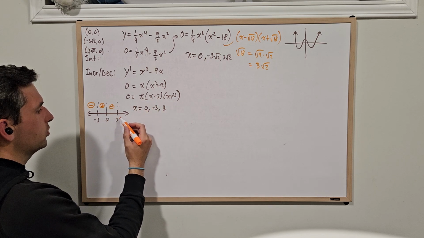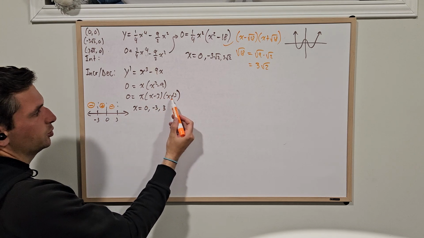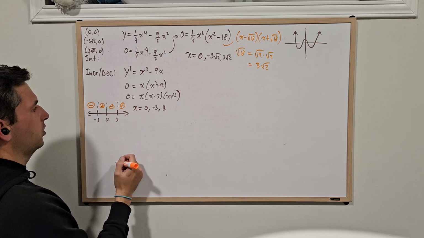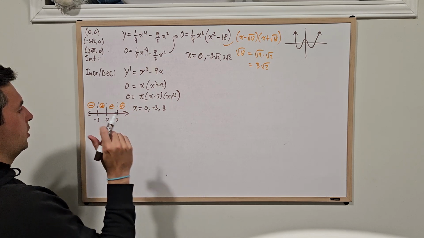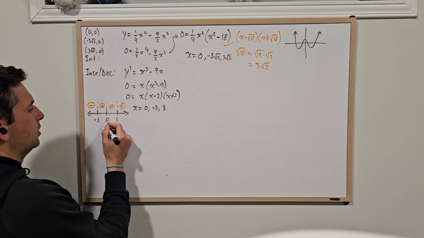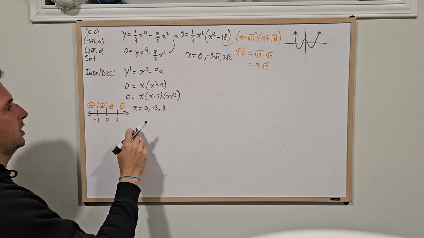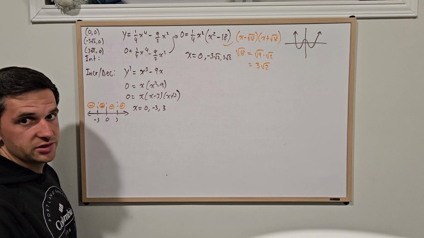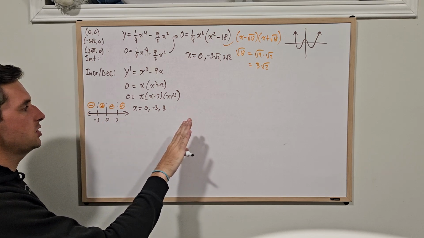Then we have 4. We're going to plug in 4. That's going to be a positive. 4 minus 3 is a positive. 4 plus 3, also positive. All three are positive. We have another positive. So I want to plug in negative 3, 3, and 0 into our original function, because these are going to be my max and my mins. So here we have a decreasing and then increasing interval.